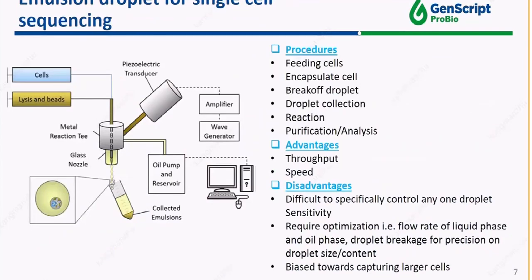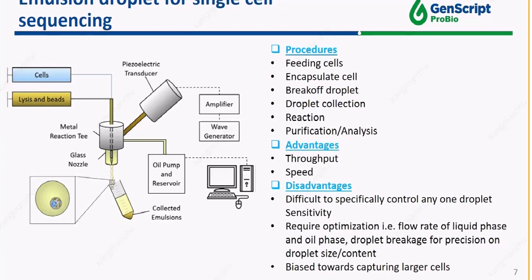Here's a more detailed illustration of emulsion droplet technology for single-cell sequencing. What you can see is that the cell and lysis buffer, together with RNA capture beads, are fed into the nozzle connected to an oil pump to deliver the oil to encapsulate single cells. Once the emulsion is formed, the droplet will be broken off, ideally containing one emulsion particle per droplet, where the cell lysis and RNA capture can take place. Then the droplet will be collected and purified for downstream analysis.